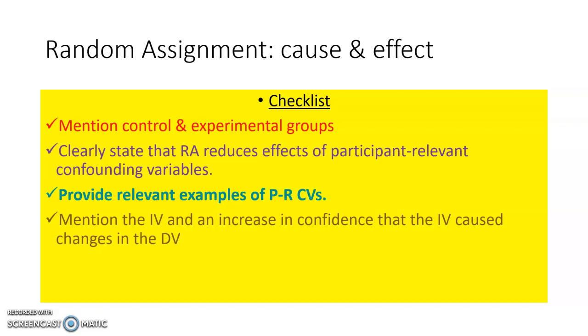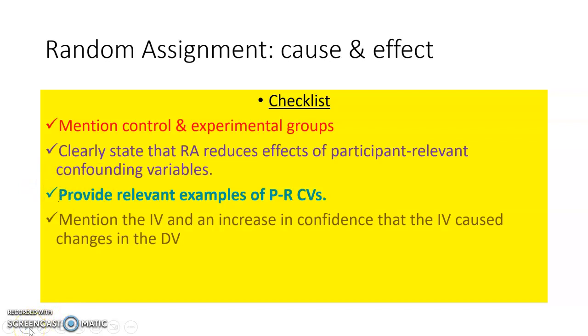And then you have to do a conclusion where you actually talk about the specific independent variable and how random assignment basically increases the confidence that the changes we see in the dependent variable were due to the manipulation of the independent variable as opposed to participant-relevant confounding variables.